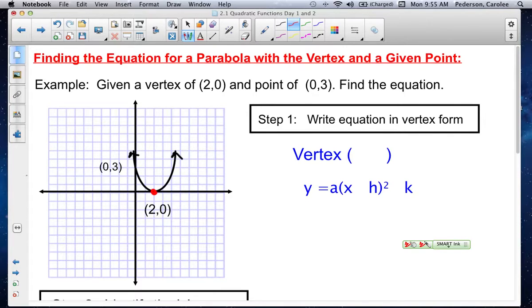So step 1, since they give us the vertex, we're going to start with the vertex form equation of a quadratic function. I'll give you some time to finish writing up that first part, and then we'll start to solve it.